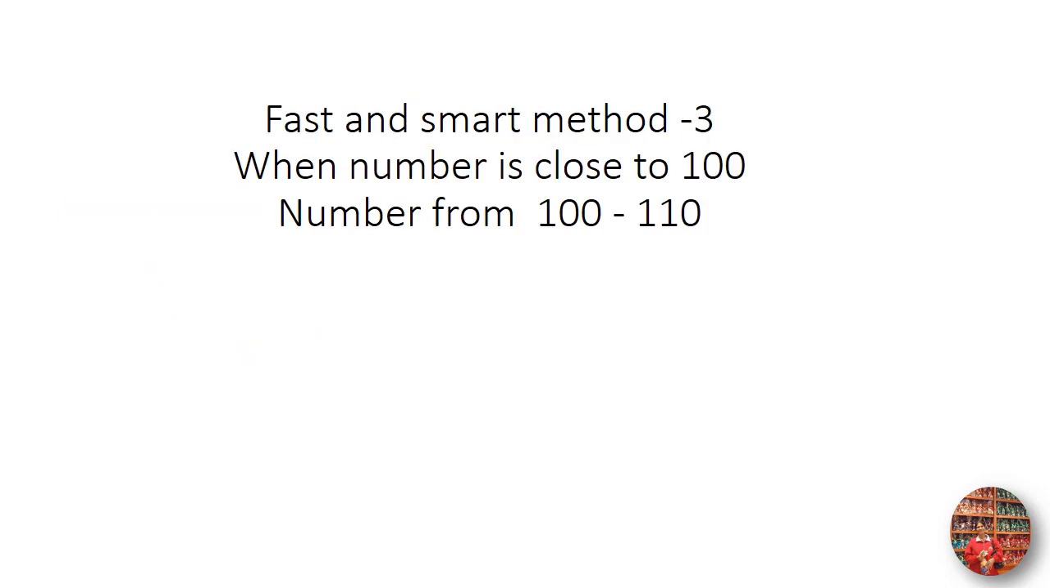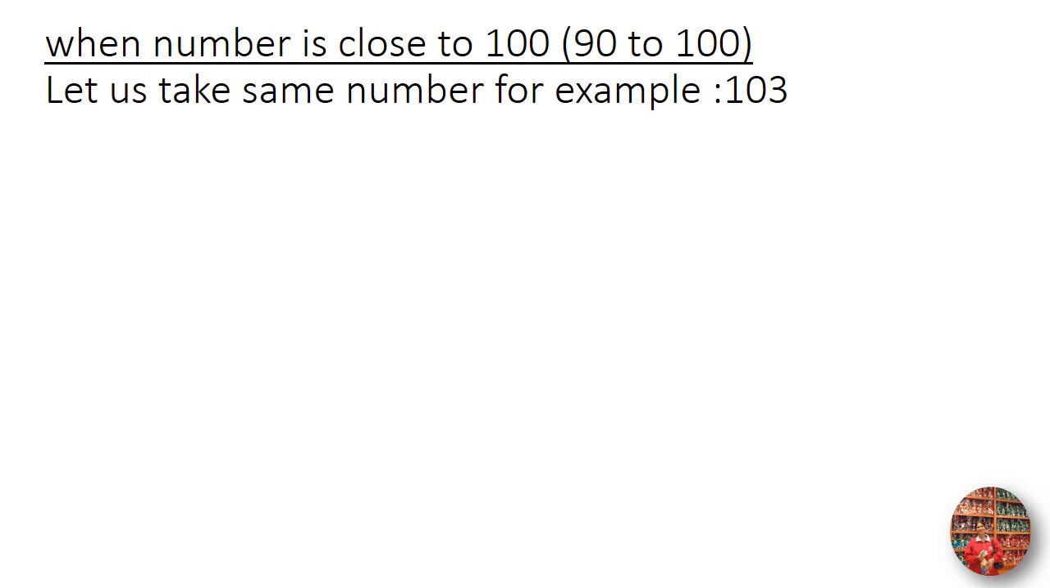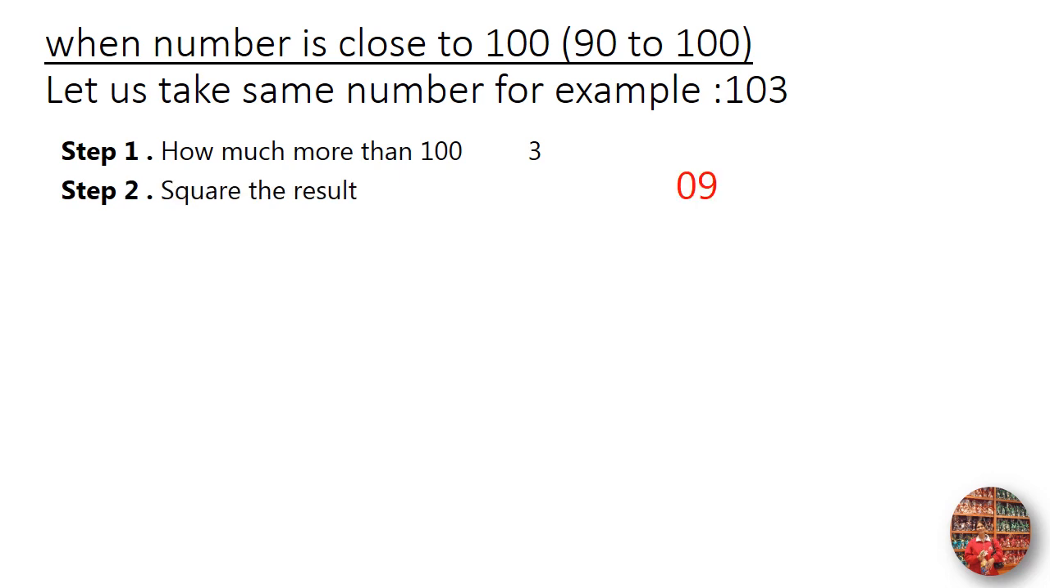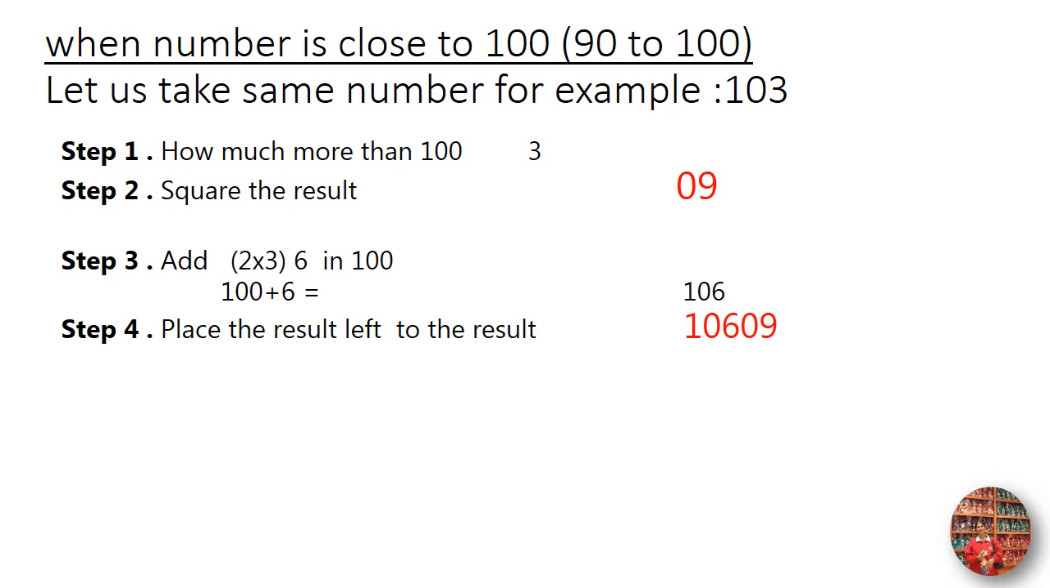Next is when number is more than 100. So now you can think of what should be done in the process. Let us take 103. How much more? 3 more. Make it square and multiply 2. 6. Add it to 100. 106. So it is 10609.